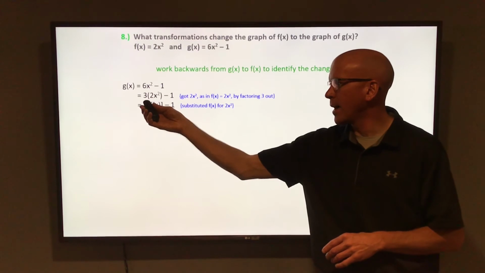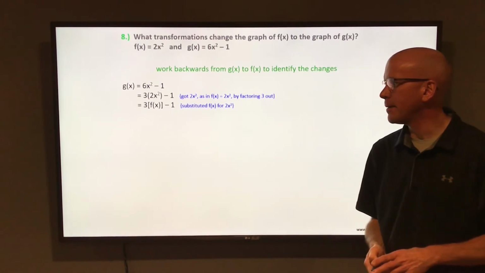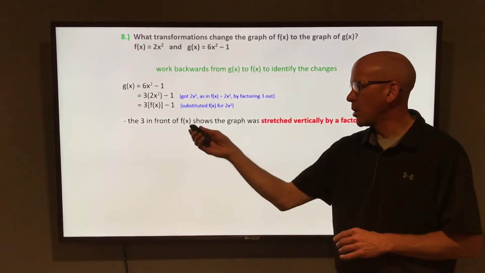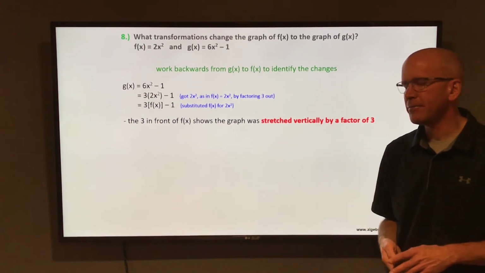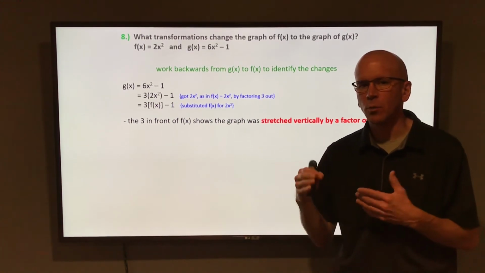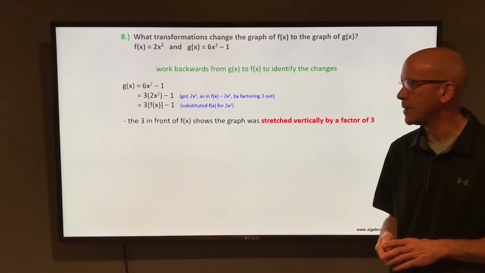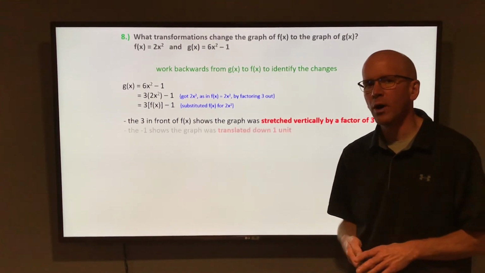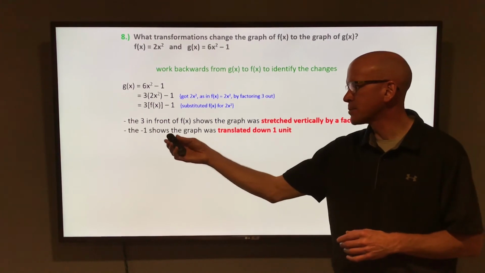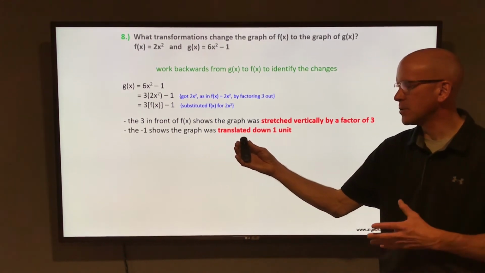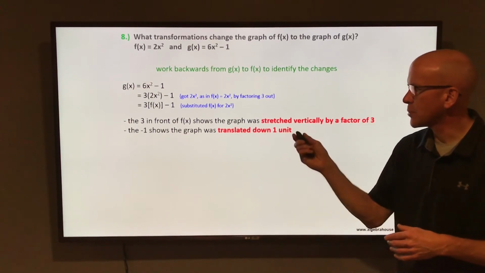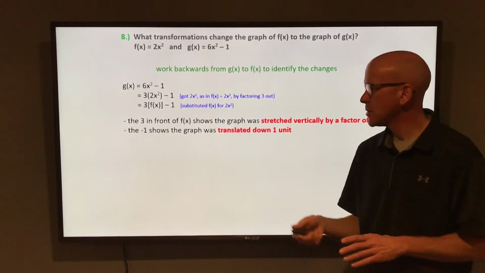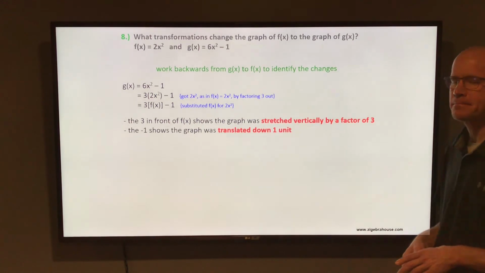So we multiplied the y value by 3, we subtracted 1 from it. Multiplying the y value by 3, that's going to be a stretch vertically by a factor of 3. So the graph is stretched away from the x-axis by a factor of 3. And then the subtraction of 1 from the value of y, it's going to translate or shift the graph down 1 unit. So those two things took place. Stretched by a factor of 3 and shifted down 1 unit.